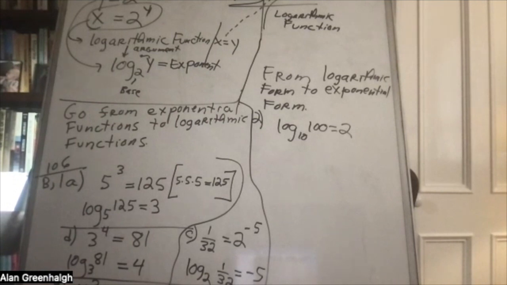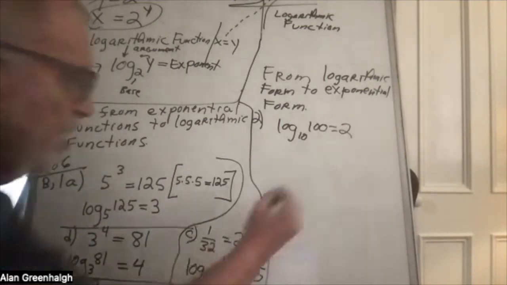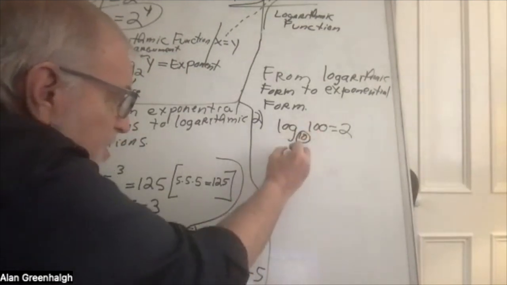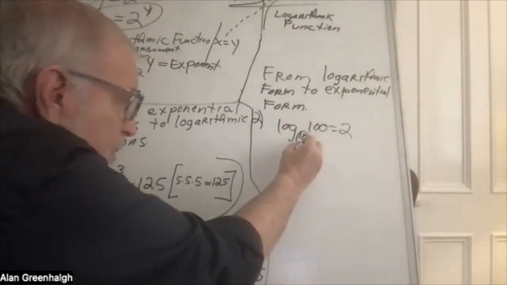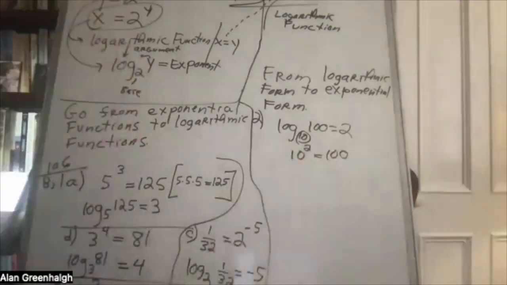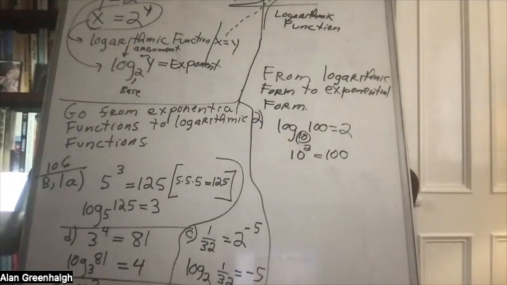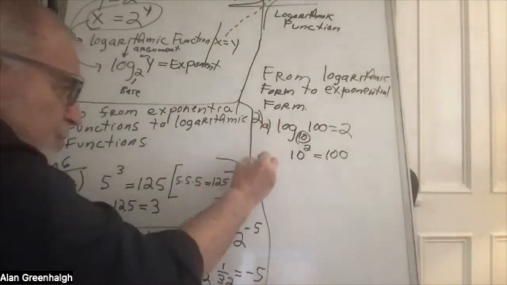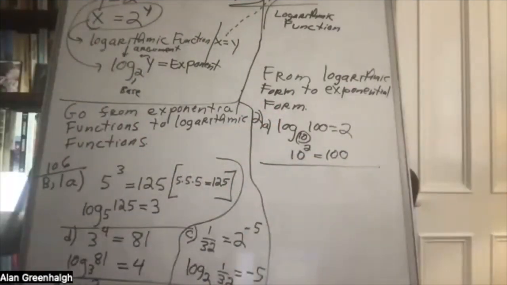Running out of time. And I'm going to do this with you, and then you could do a couple of these, but let me just do the first one. So in other words, the base to the exponent is equal to the number. And that makes sense because 10 to the second power is 10 times 10. 10 times 10 is 100. Okay, that was problem A. That was the very, very first problem. Okay. And I'll let you do the next one.